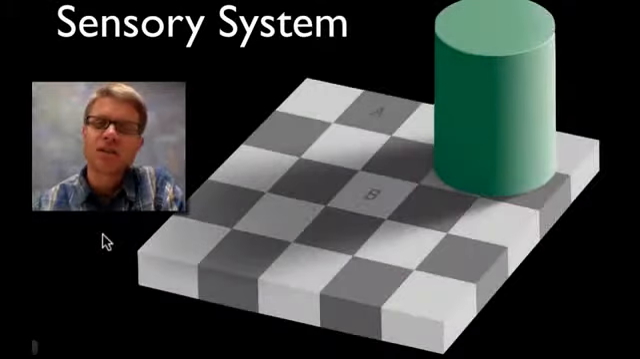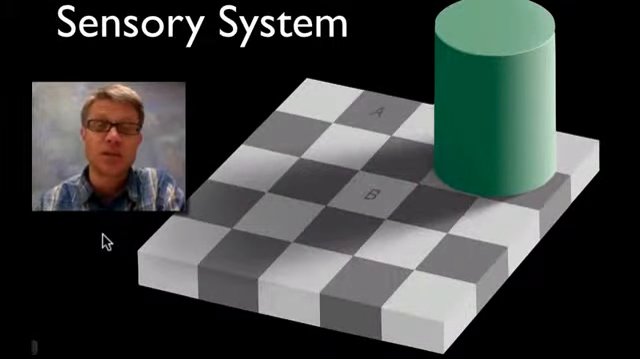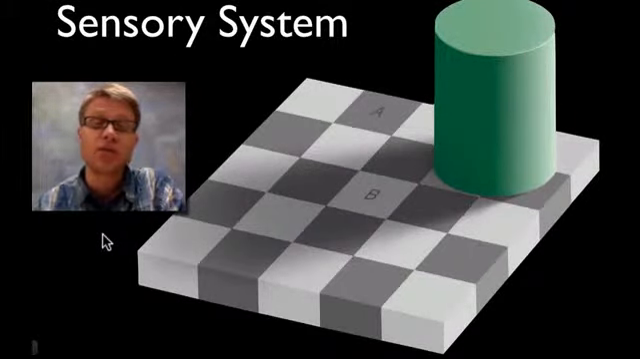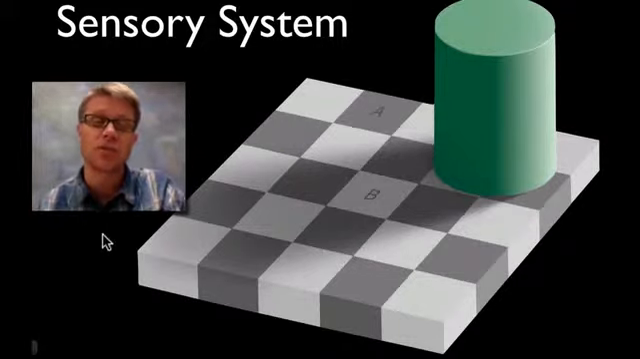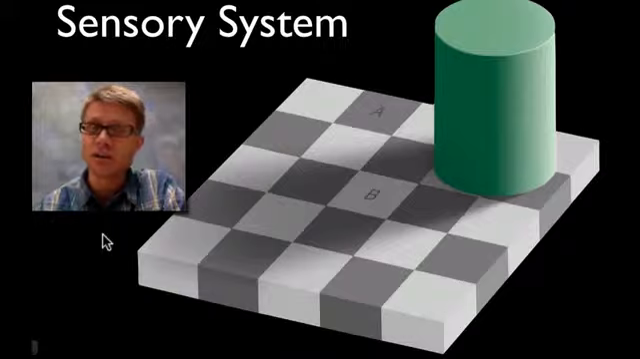Hi, it's Mr. Anderson, and in this podcast I'm going to talk about the sensory system. The sensory system is basically how you sense information in your surroundings and then transfer that to your brain. And you're using a number of senses right now.